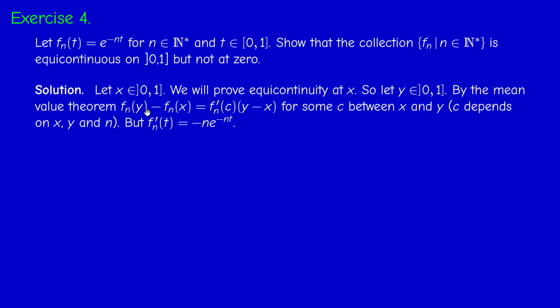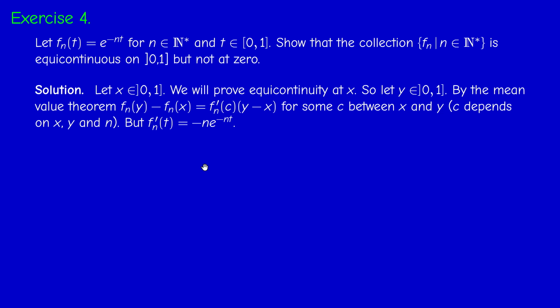So Fn of y minus Fn of x is equal to Fn prime of c times y minus x for some c between x and y. So c depends on x, y and n. Now what is Fn prime? If you differentiate this, you will get minus n times e to the minus nt. Why am I using that? Because if I find an upper bound of this, then I will find an upper bound of this, right?